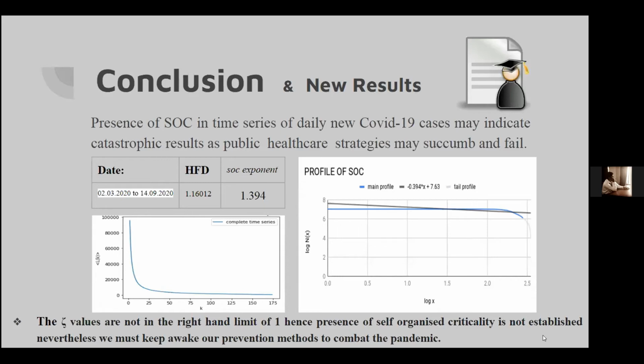This is the data we took from 2nd March to almost the end of the first wave, and we can see that the fractal dimension is greater than 1. It means it contains fractal nature, monofractal nature, and the SoC exponent is 1.394. So we still see that there was no evidence of self-organized criticality in the mechanism, but a second wave came. So we think that there is room for, yes sir, I'll conclude.